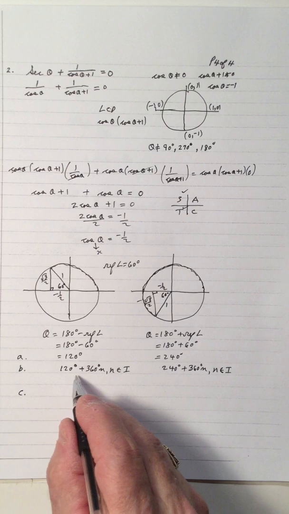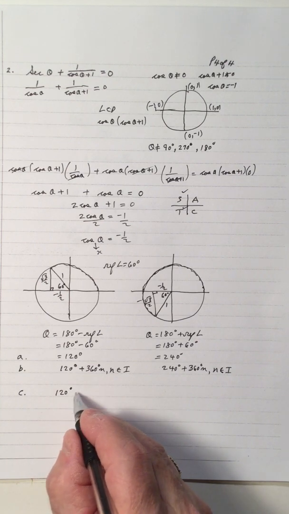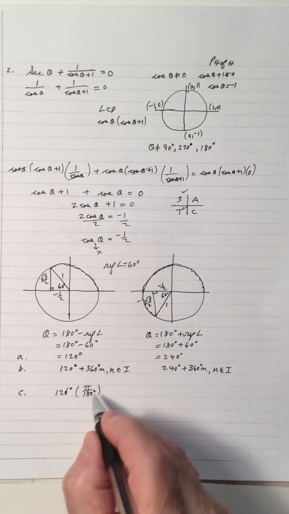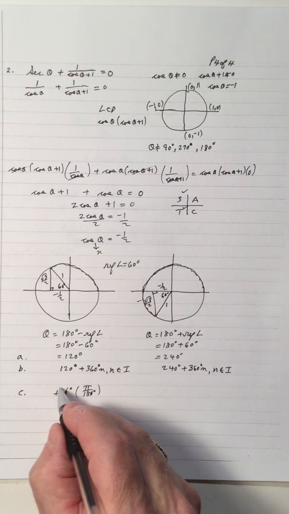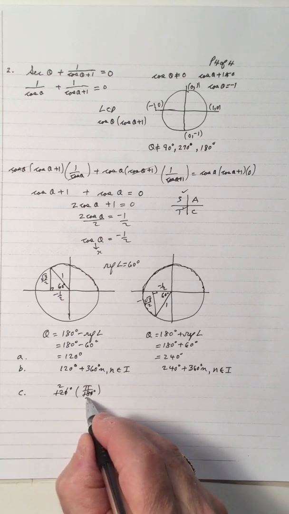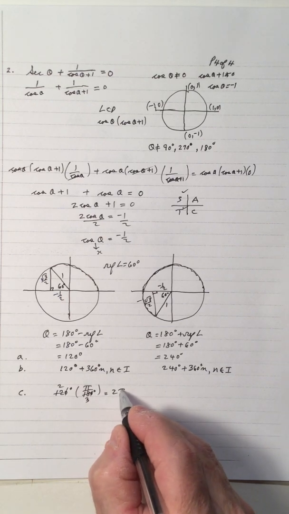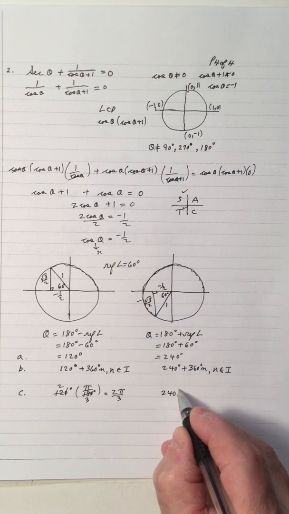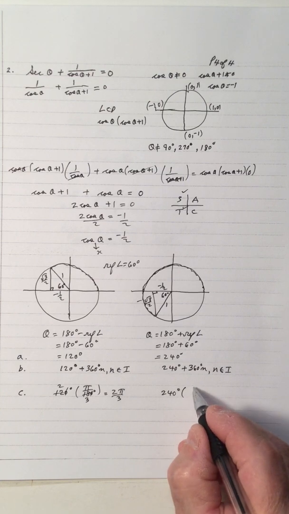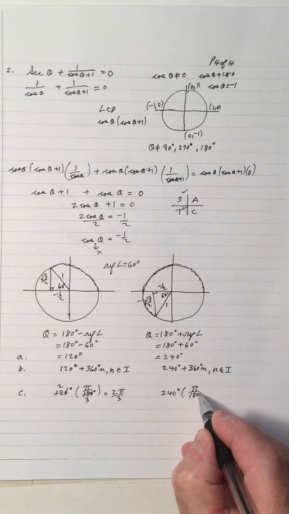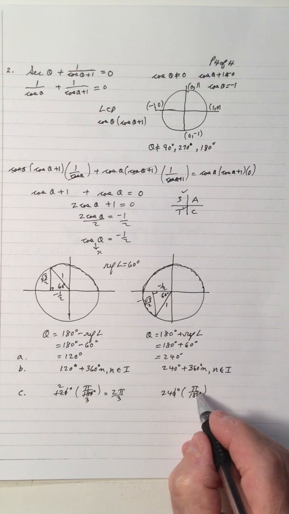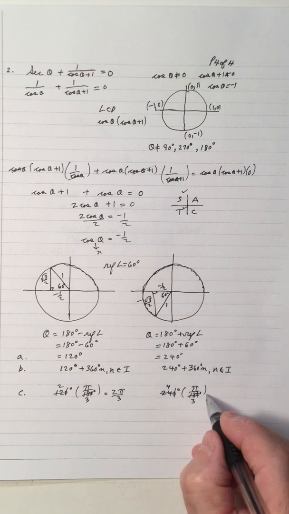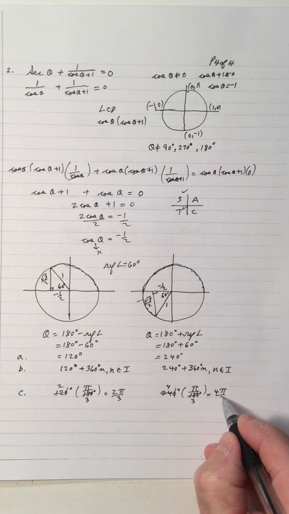And C, we want these in radians, so 120 degrees multiplied by pi over 180. Zeros cancel because you're dividing by 10. 6 into 12 goes 2. 6 into 18 goes 3. So you get 2 pi over 3. And 240 degrees multiplied by pi over 180. Again, zeros cancel, dividing by 10. 6 into 18 goes 3. 6 into 24 goes 4. So we get 4 pi over 3.